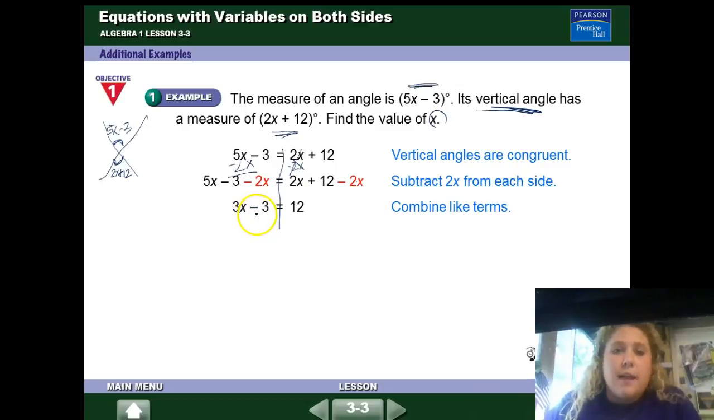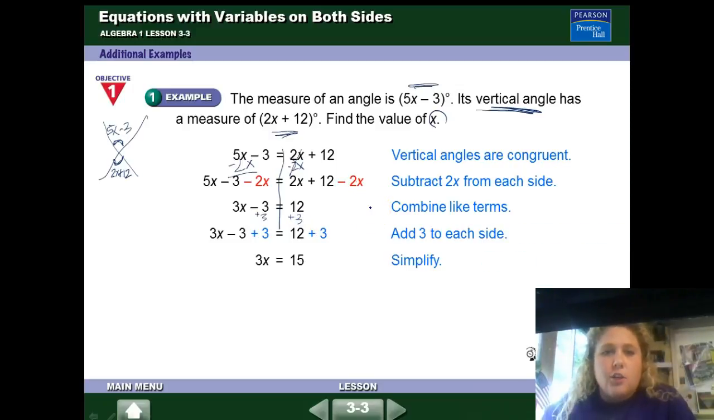So now we still need to combine like terms. So this says subtract 3, so we are going to add 3 to both sides, which you can see in this next step in blue. They add 3 to both sides. You simplify that, because negative 3 plus 3 cancels out and leaves you just with 3x, and over here, 12 plus 3 gives you your 15.